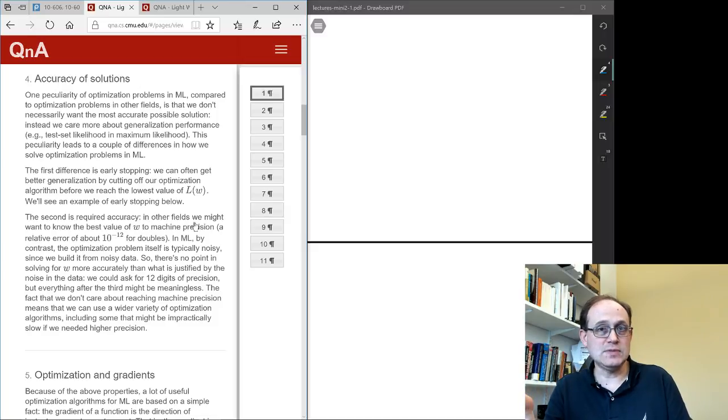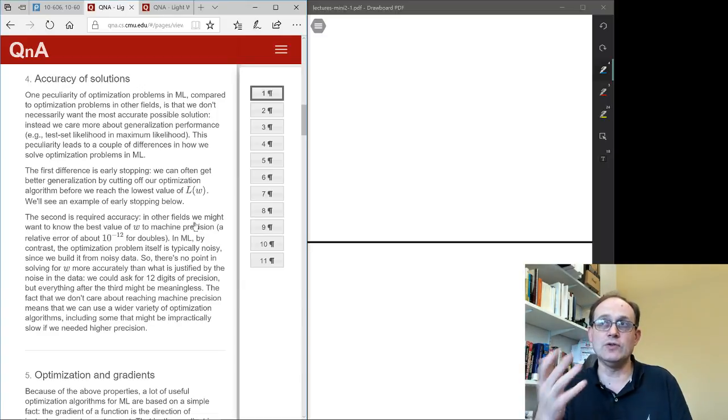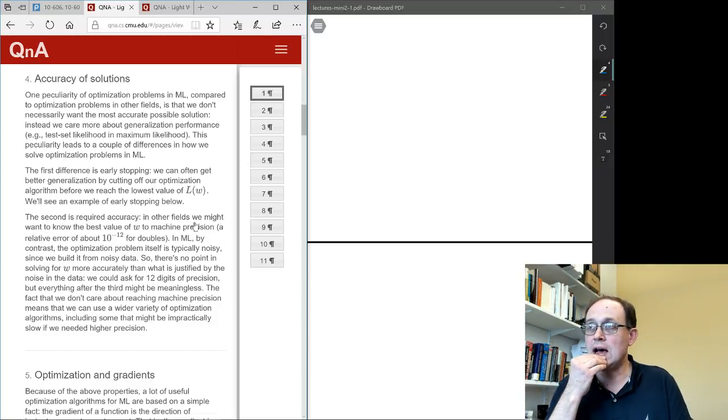Both of these factors, the factor that we care not about training set performance but test set performance, and the factor that we have noisy data and so there's no point in getting a hugely accurate solution, mean that in ML we often don't need a solution that's accurate to 1 part in 10 to the 12. And so that's useful because it means it opens up a lot of optimization algorithms that otherwise we would not be able to use very well.